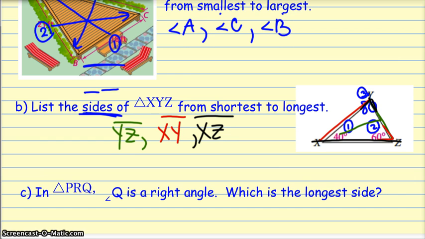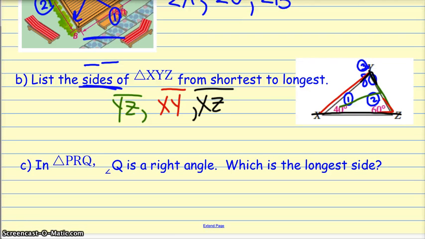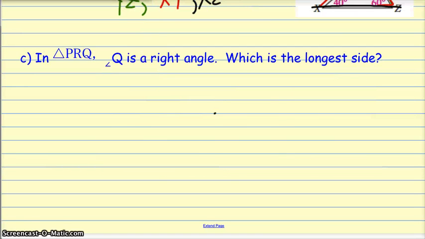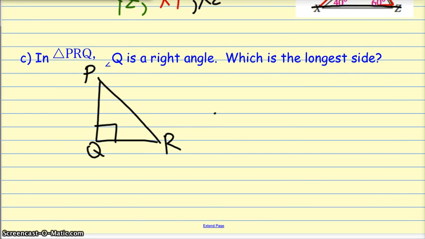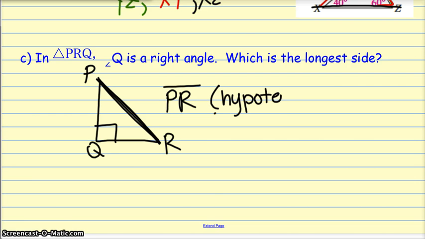Lastly, in letter C, it says in triangle PRQ, angle Q is a right angle, and which is the longest side? Draw it. So here's PRQ, and it's telling me that Q is the right angle. So the side opposite the right angle is PR, which is referred to as the hypotenuse, which we know is always the longest side.